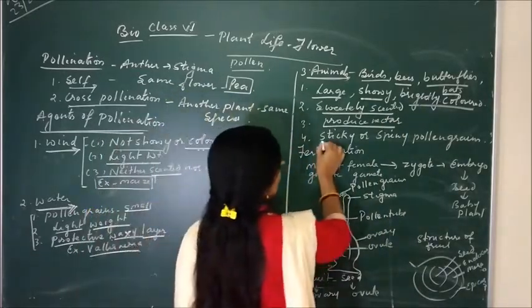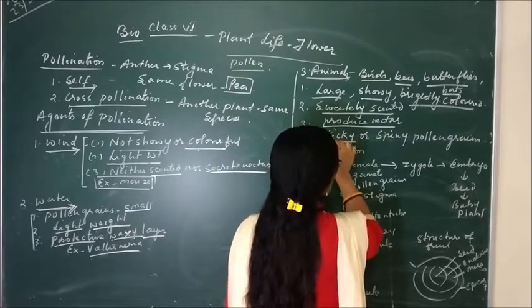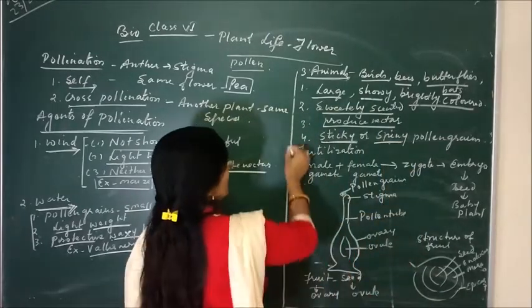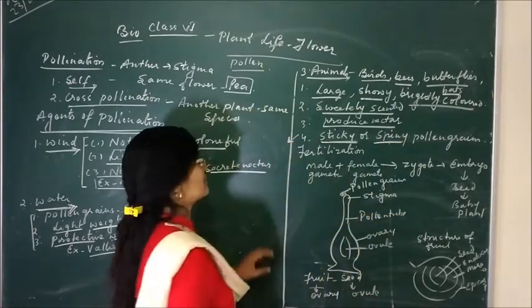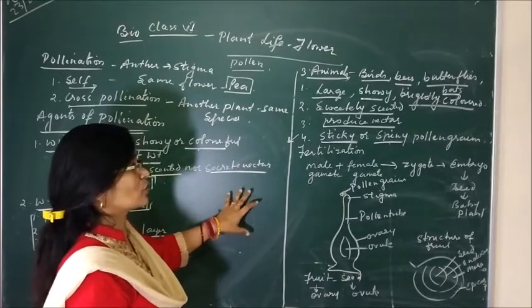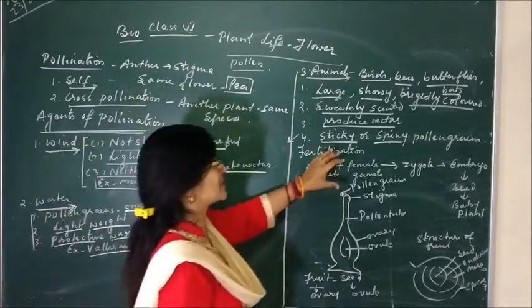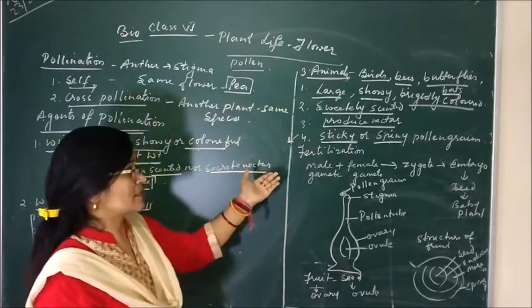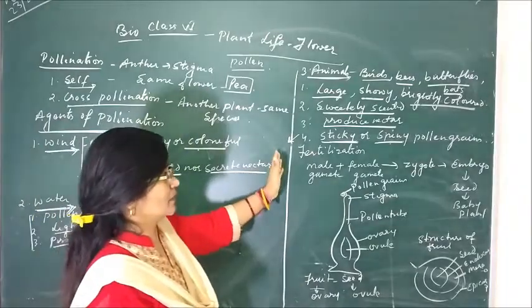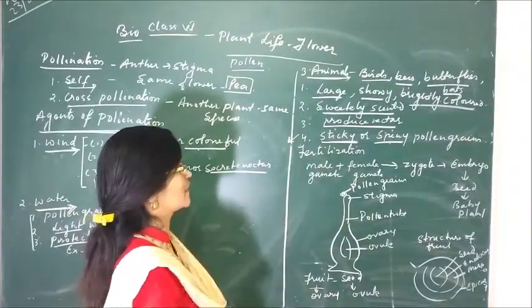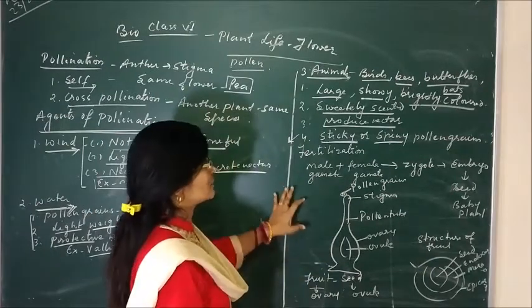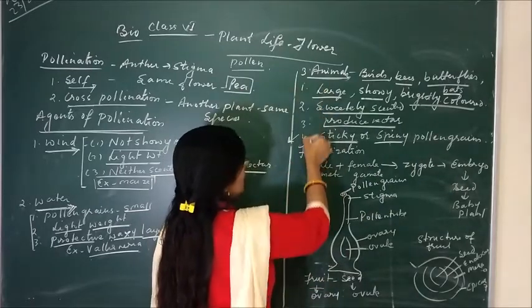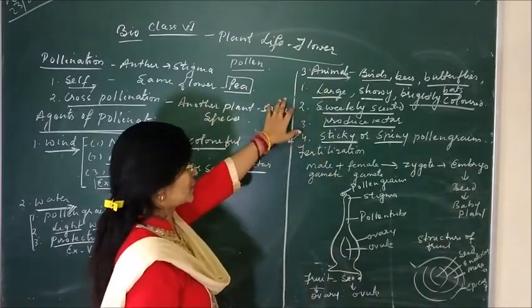And one more property is that their pollen grains should also be sticky and spiny. Why should they be sticky and spiny? Because if they are sticky and spiny, then when the bees or any insects sit on the flower, that pollen grain can be easily stuck to the mouth of the bee. And when that bee sits on another flower, the pollen grains can be easily transmitted from one flower to another. That's why the pollen grains should be sticky and spiny. So these are the properties of the pollen grains which are pollinated by animals.